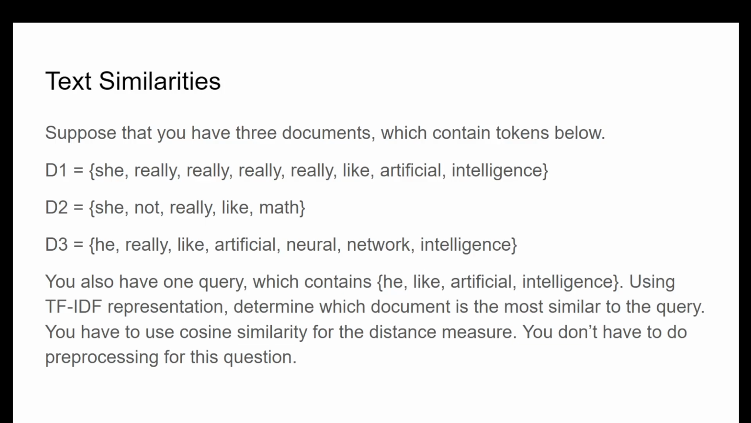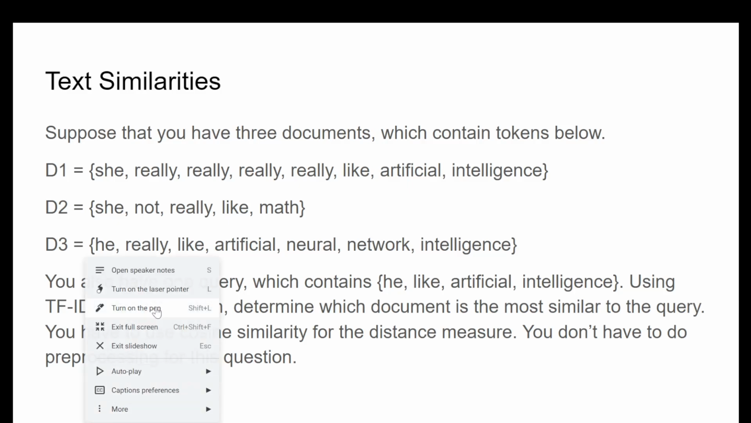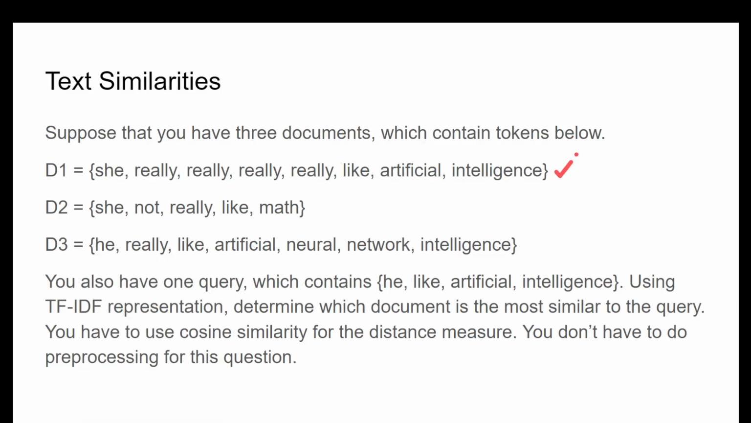The first task you are going to explore is about text similarities. Suppose that you have three documents which contain the tokens below. You can see it on your screen. We have D1 over here, and then we got D2 as well as D3. We also have one query which contains these tokens over here.